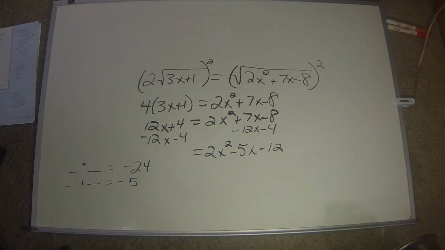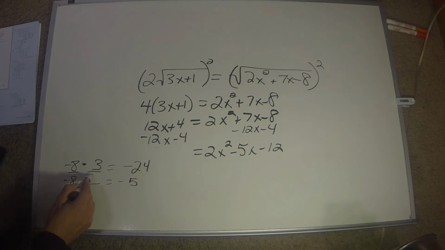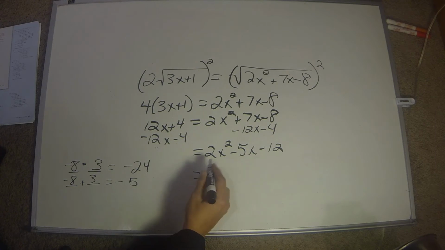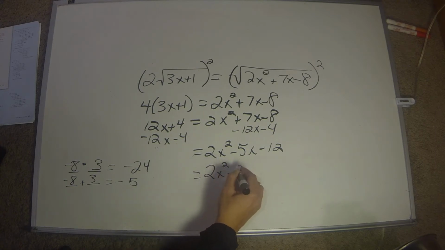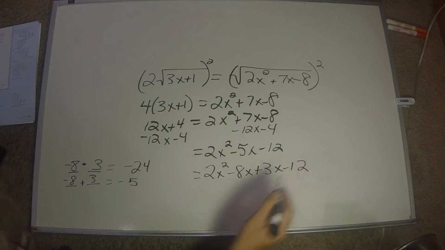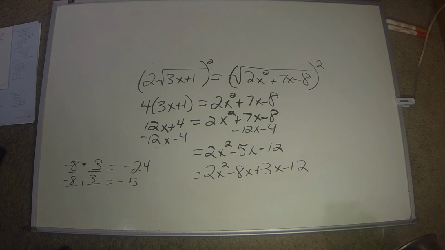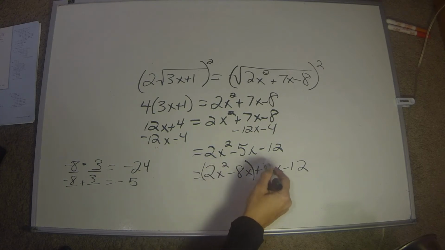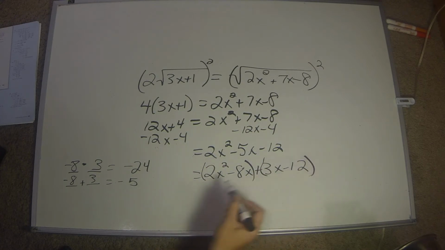So we can think 8 and 3, and we want the 8 to be negative, so when we add them we end up with a negative 5. So we're going to rearrange the way this is. So we're going to do 2x squared minus 8x plus 3x minus 12. So again, that doesn't change the value of this equation, just changes the way it looks. So now we're going to group these together.